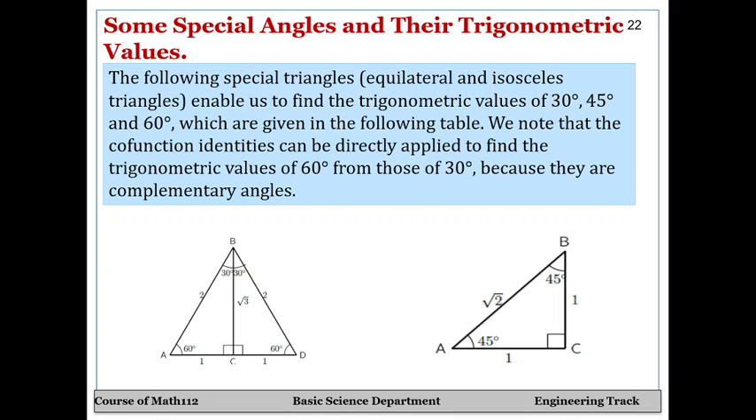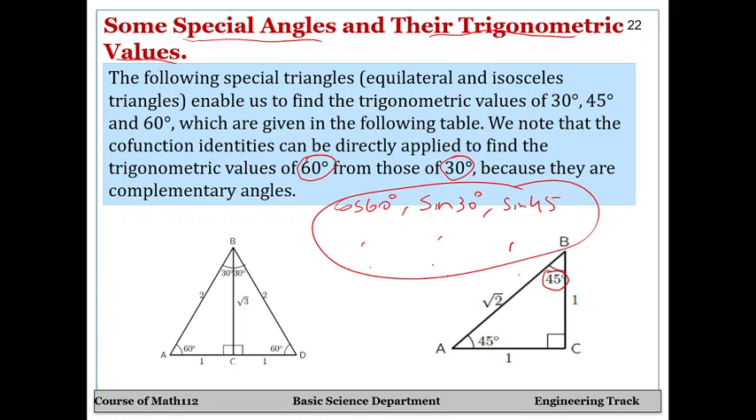Now, I will show you some special angles and their trigonometric values. These are well-known angles, and their trigonometric values are easy to find. For this reason, their trigonometric values have to be known. Without a calculator, you should be able to tell them from your mind. You have to memorize. So when we ask you cosine 60, sine 30, or sine 45, and all the other trigonometric values of them, you should be able to tell them without using a calculator.